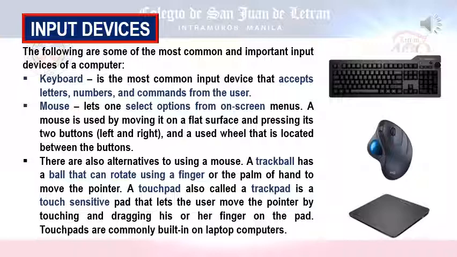There are also alternative ways of using a mouse. As you can see, we have trackball, which has a ball that can rotate using a finger or the palm of the hand to move the pointer. A touchpad, also called a trackpad, is a touch sensitive pad that lets the user move the pointer by touching and dragging his or her finger on the pad.